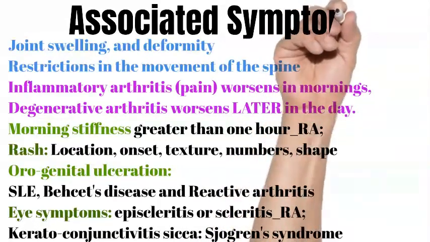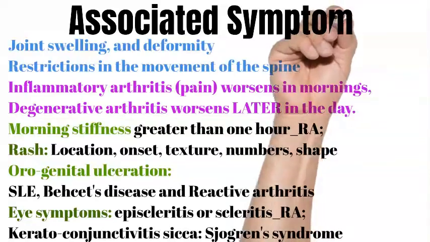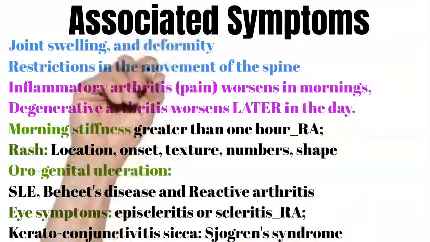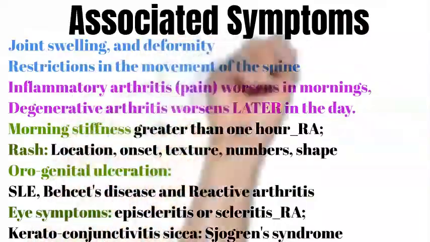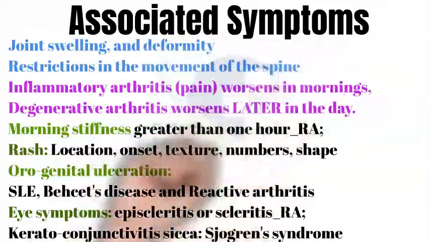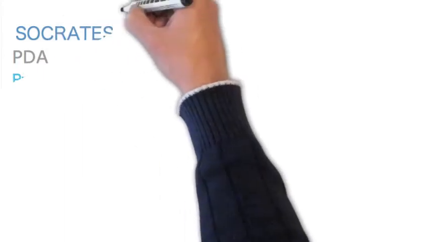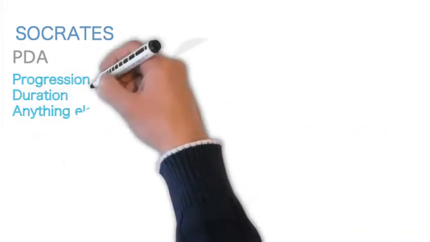Furthermore, eye symptoms. A red or painful eye may be a consequence of episcleritis or scleritis in rheumatoid arthritis. And dry, gritty eyes suggest keratoconjunctivitis caused by Sjogren's syndrome. Exacerbating factors: does anything make it worse? Further, ask about relieving factors. Does anything make it better? Ask, have you tried any analgesics? Scale: if I was to give you a scale from 1 to 10, 1 is lowest and 10 is highest, how do you scale the pain?